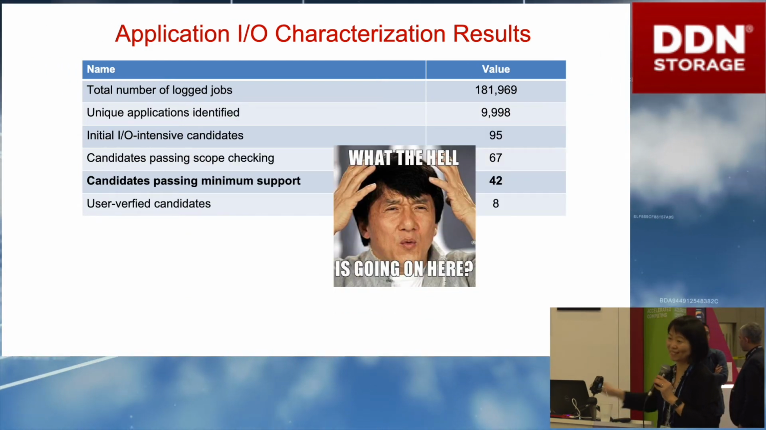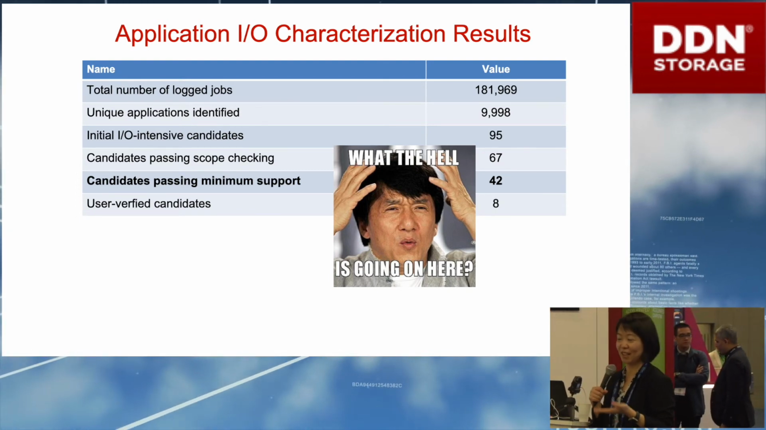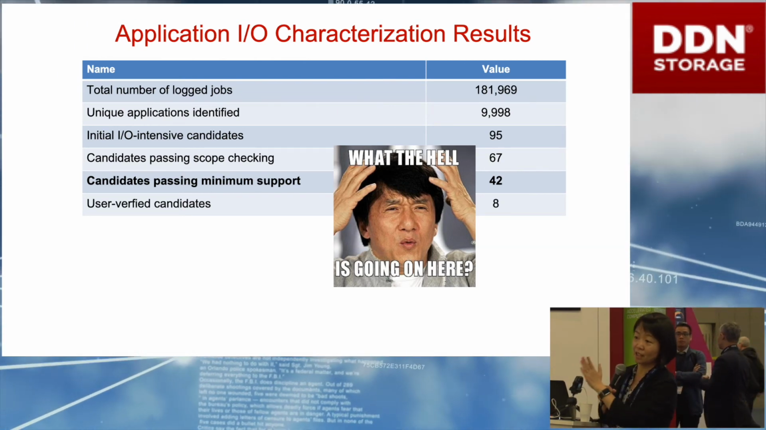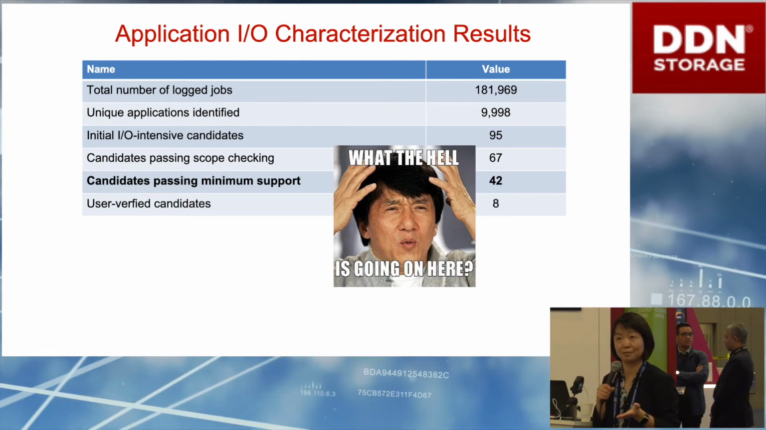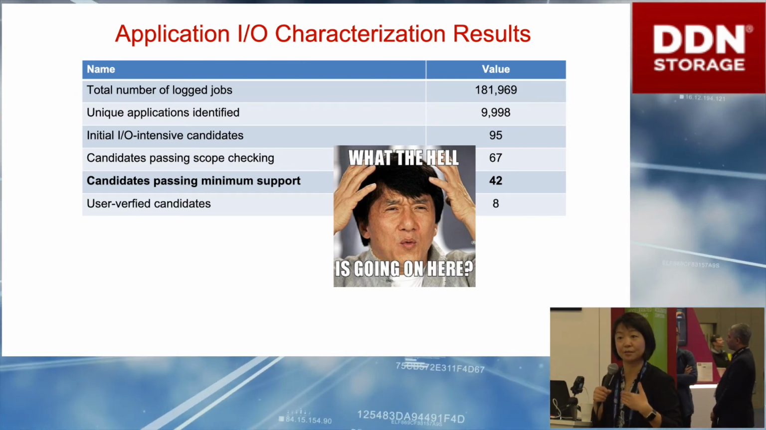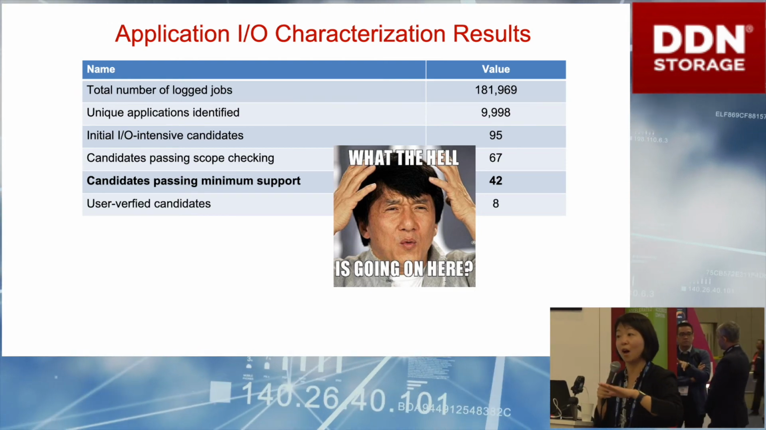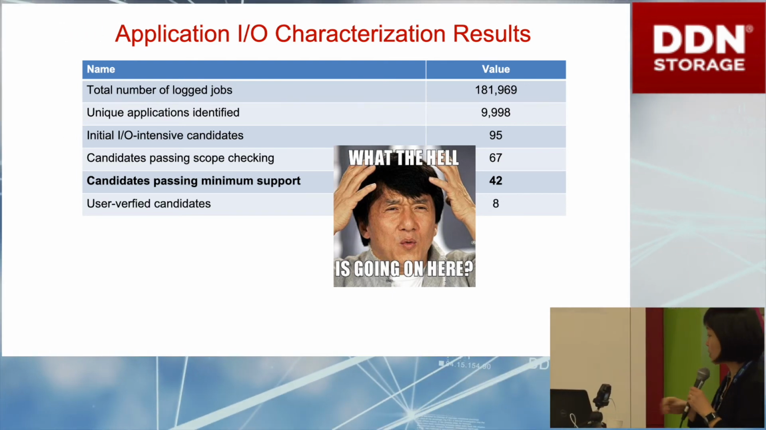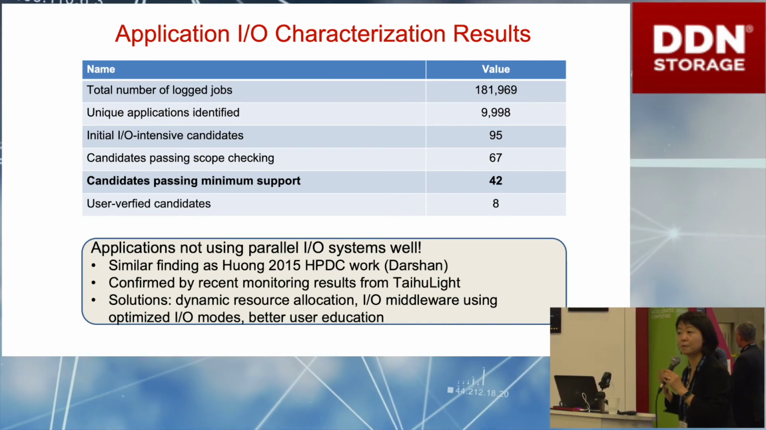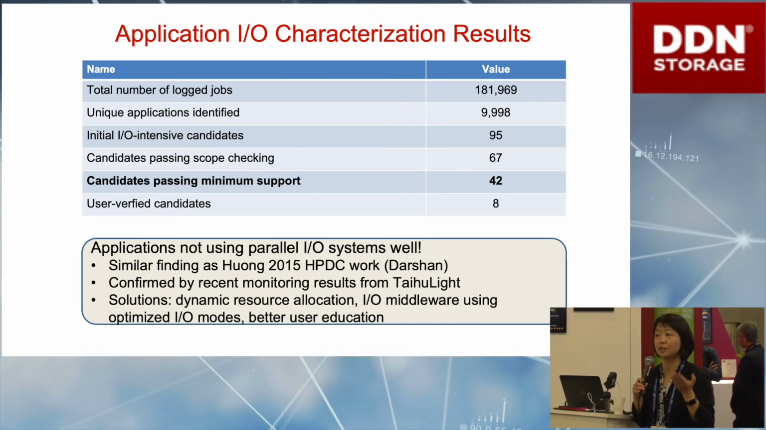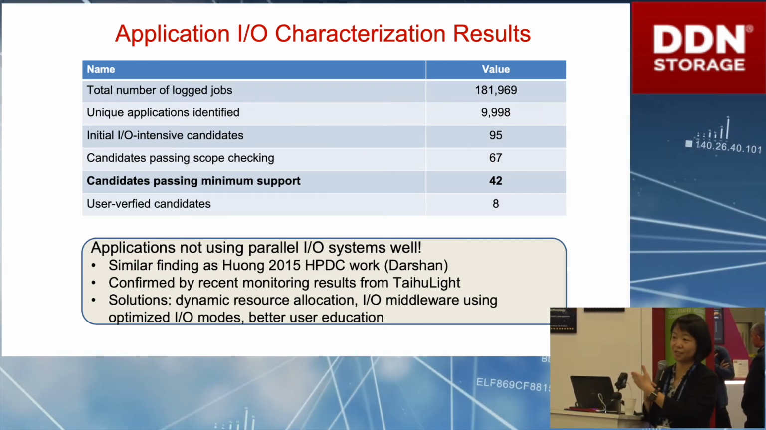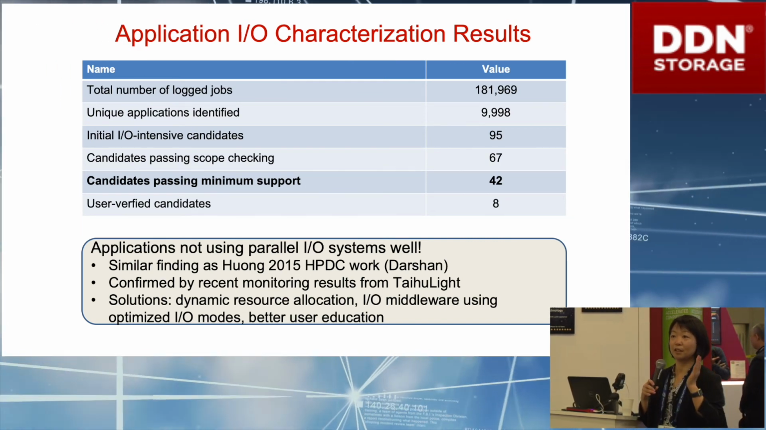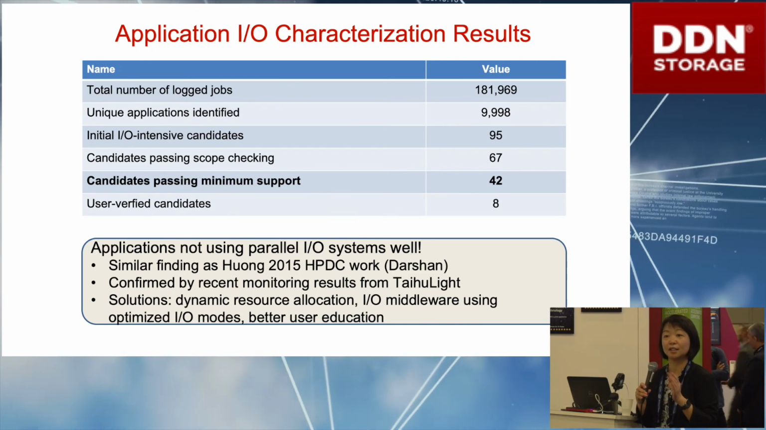But there was one thing that puzzled us in this whole study. Our tool works, but out of all these jobs and 10,000 unique applications, only 42 were identified by our system as I/O intensive. The others are doing very low bandwidth, low IOPS work that we couldn't even see in the log. So what is going on? We found, which also confirms prior studies, that users are not using I/O resources well. We buy these expensive systems with high bandwidth, high IOPS, and high metadata handling capability, but a lot of times users are just doing I/O in a very inefficient way.